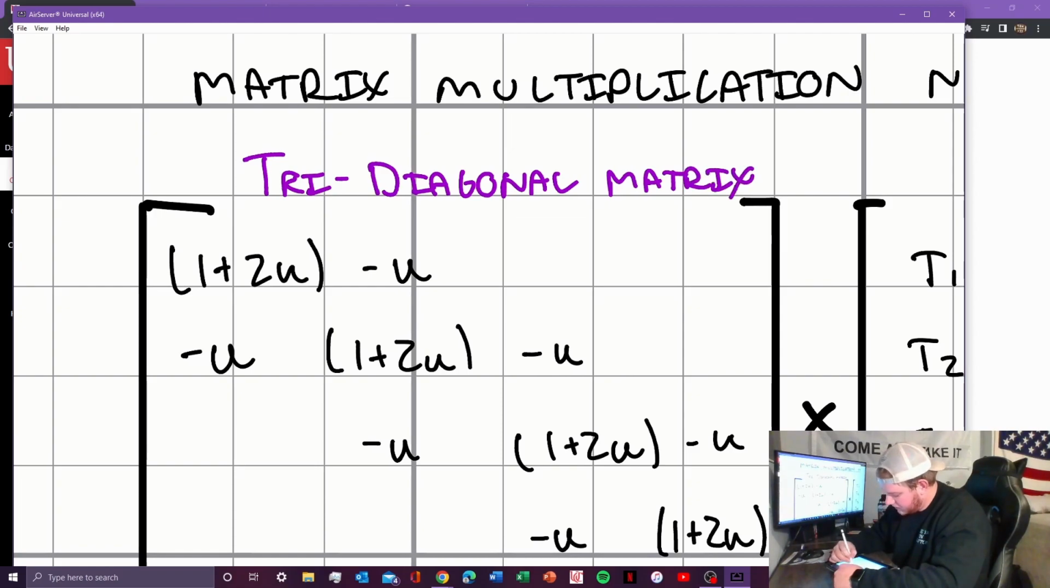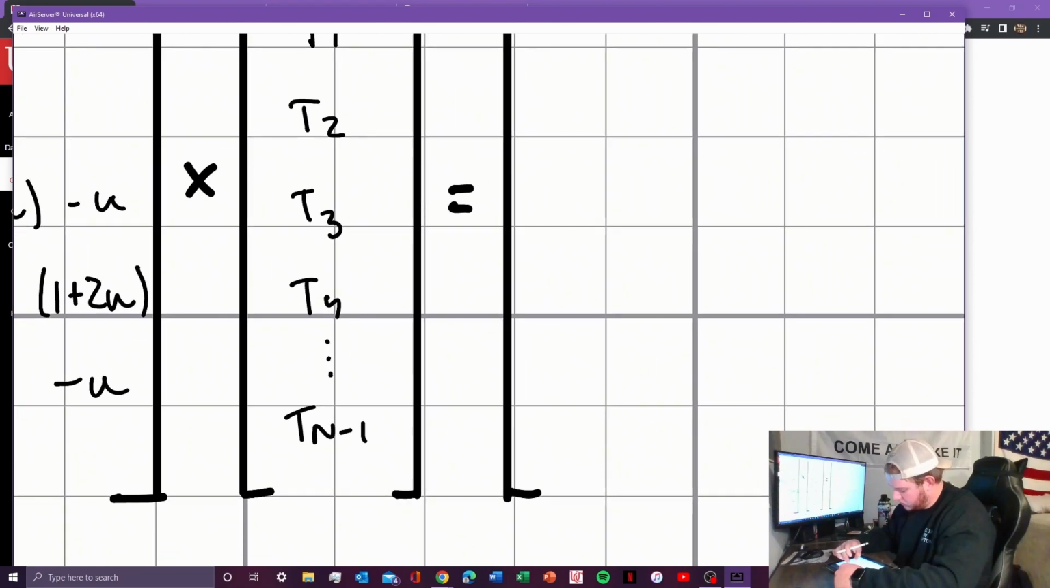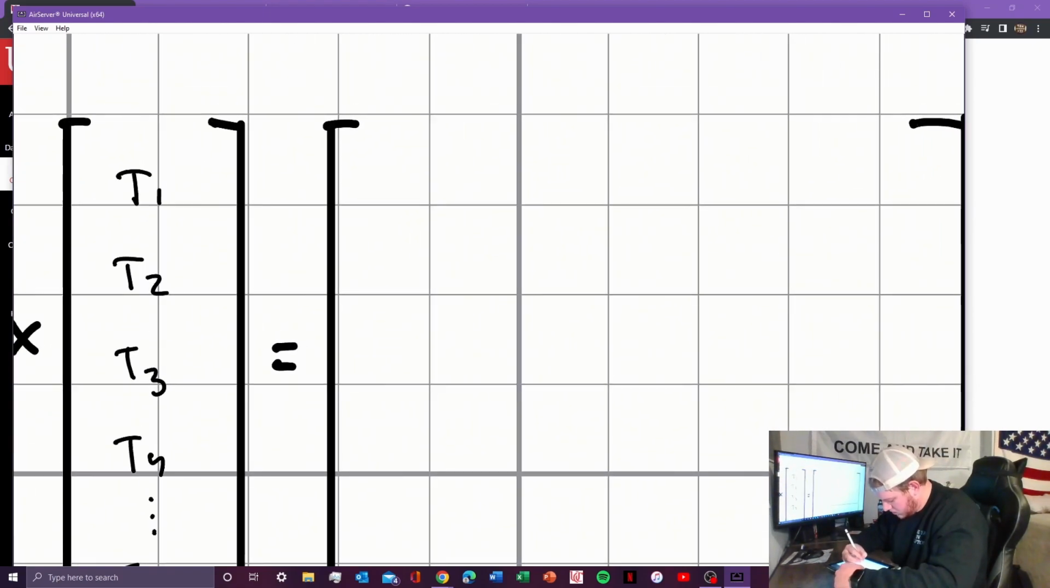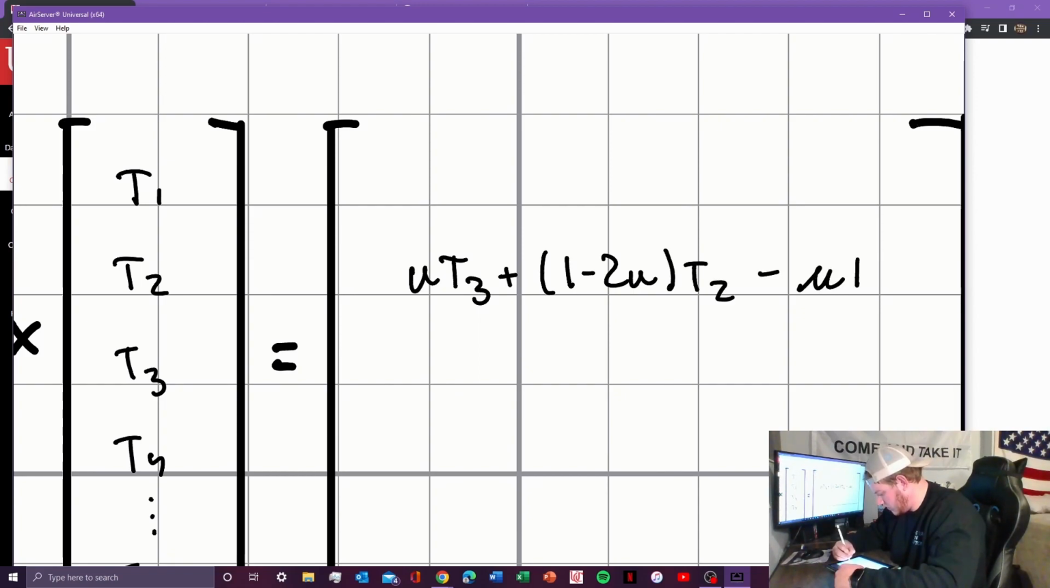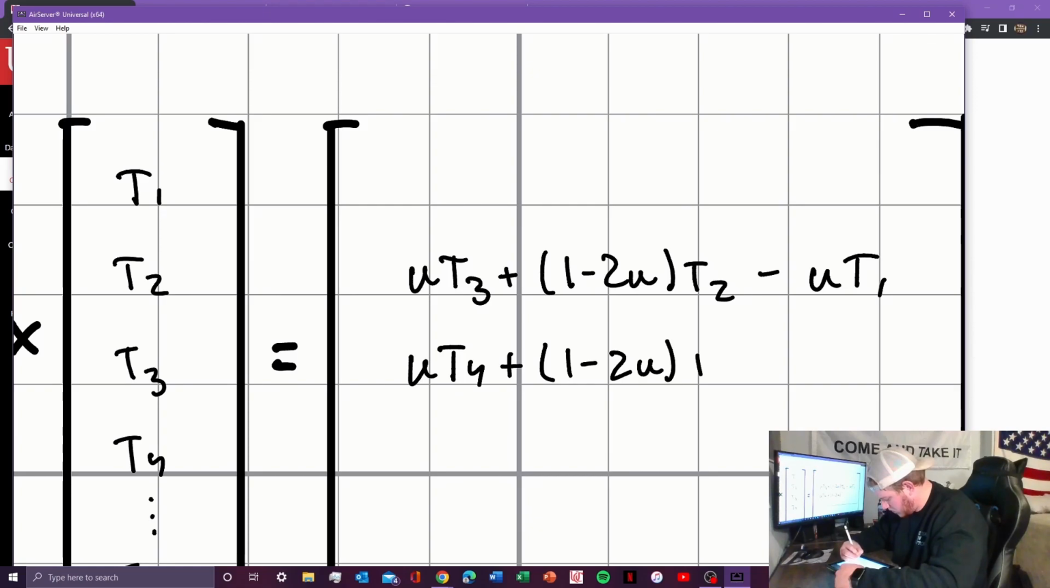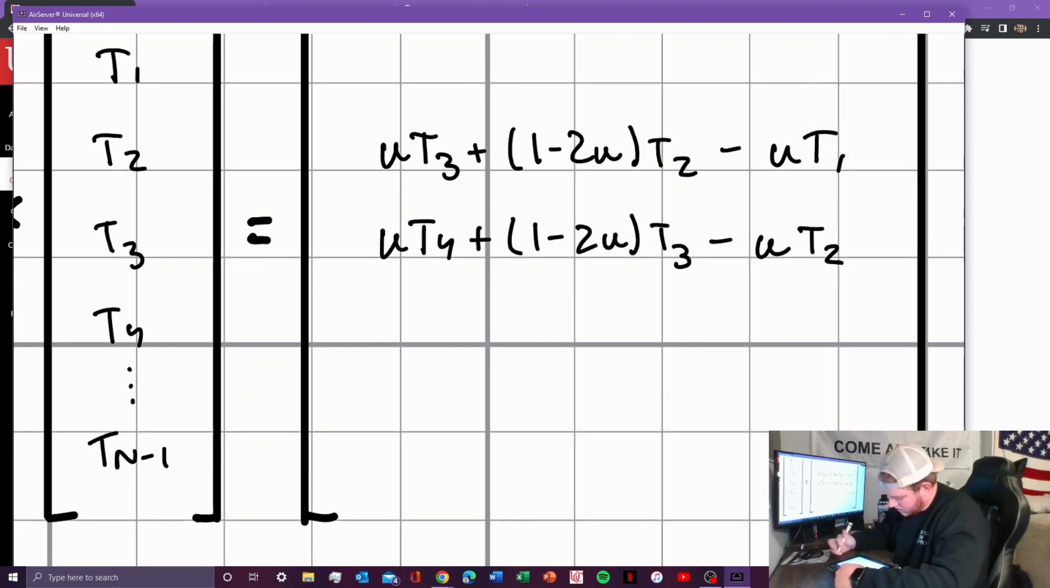And when we multiply out this matrix, another pattern will emerge. Minus u T1. The next term will be... see a pattern? One more.